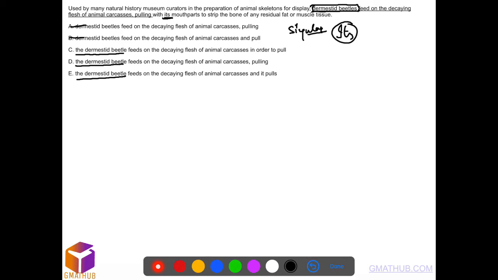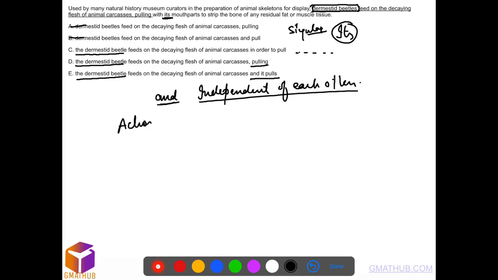Now between C and D, what do we do? If you see option C, the domestic beetle feeds on the decaying flesh of animal carcasses in order to pull with its mouth parts to strip so and so, versus pulling versus and it pulls. Now we join two clauses, two actions by "and" when they are independent of each other. But if one action is dependent on another, or one action is kind of a subset of another action.